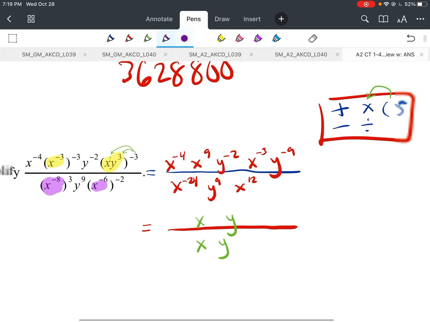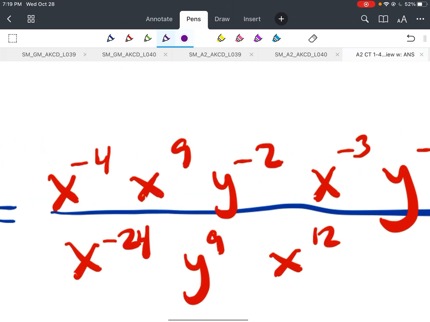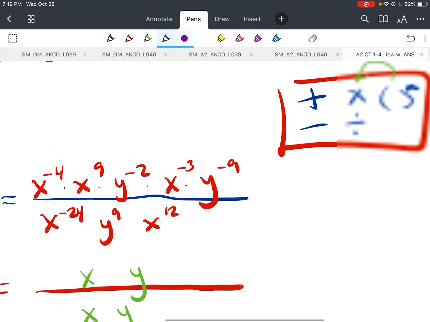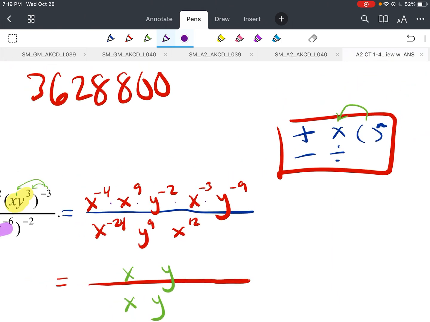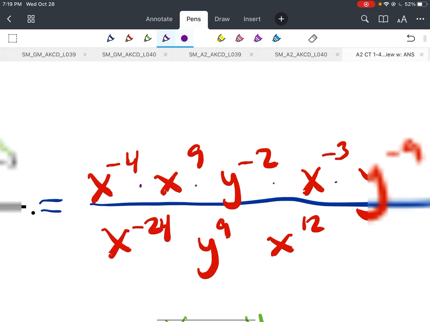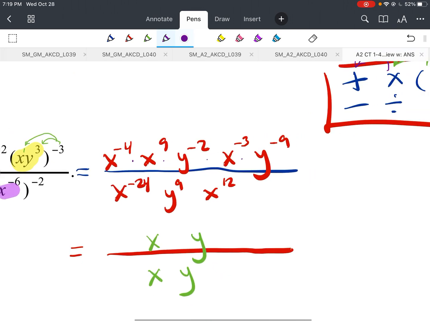So go to your chart, and we are now multiplying all these bases. Notice how this is all just multiplying. When you multiply bases, what do exponents do? They're adding, okay? So we're going to add these numbers up, and so let's look at all the x values here. I got x to the negative 4. I got x to the 9th. I got x to the negative 3. So what are you going to do with those numbers there? Add them up.